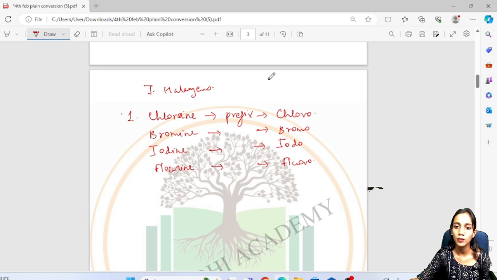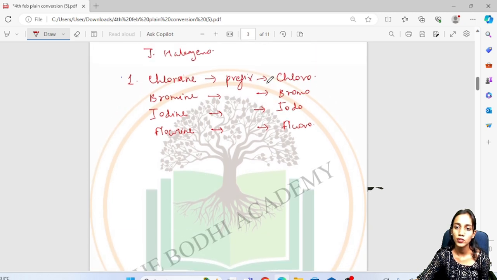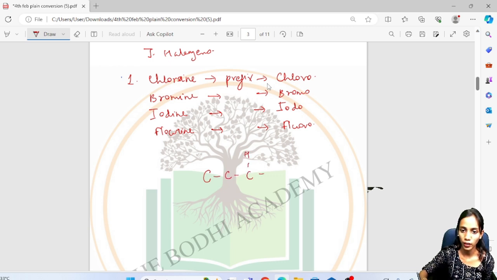The naming has a prefix. So how is it done? Suppose this is the compound, the hydrocarbon, and one hydrogen is substituted by chlorine.